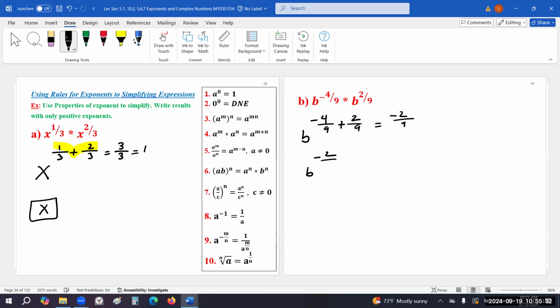So b to the negative 2/9. What happens to that? We cannot live in a negative power. So what is the answer? Really? How do you change negative power into positive power? It turns into a fraction.